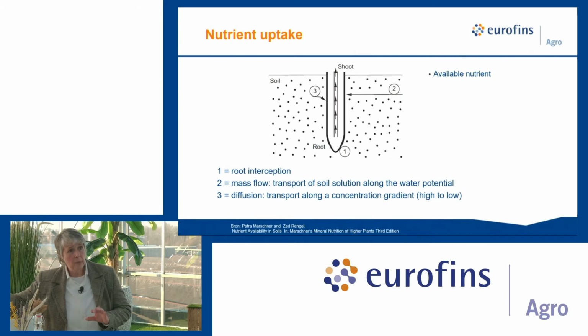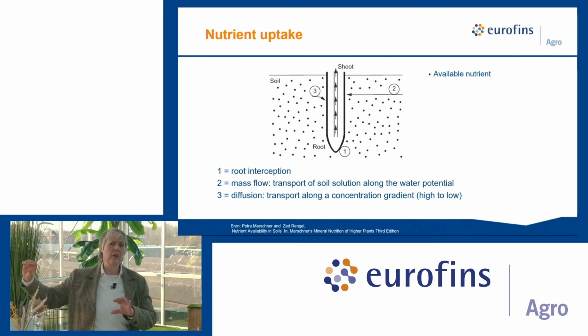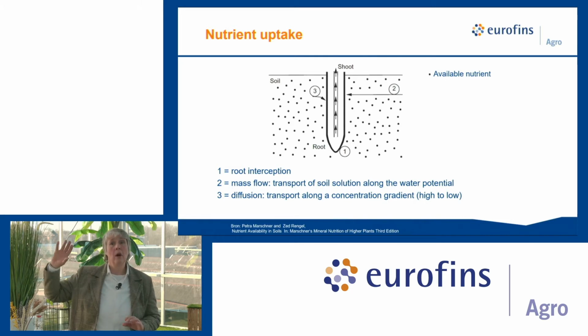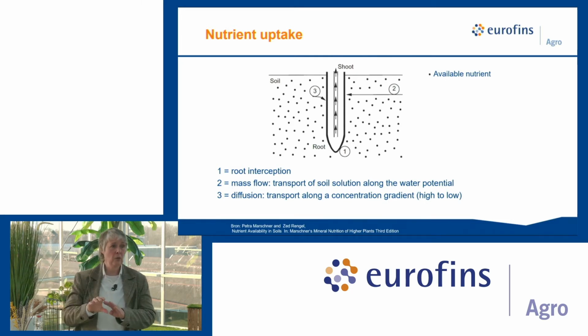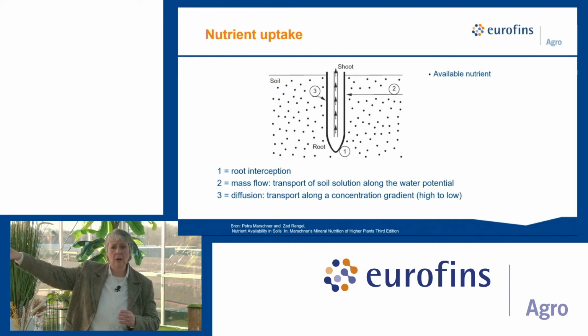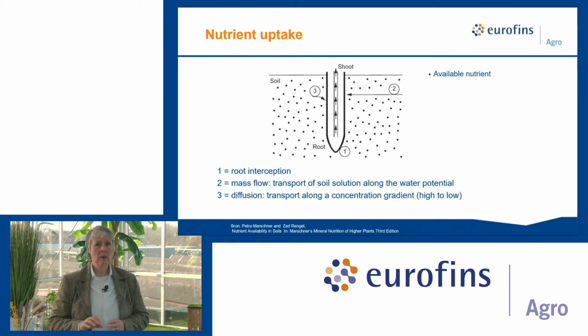Phosphorus is an example of that, but phosphorus moves very slowly in soil. Potassium is another example of going from high concentration to low concentration. And the low concentration occurs near the root because the root has taken up this potassium. So you get a flow of potassium going from high concentration to near the root, as long as the root takes up the potassium.